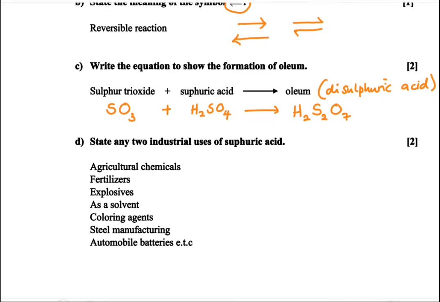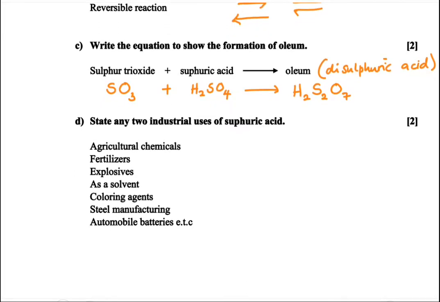Then the last question is, state any 2 industrial uses for sulfuric acid. So sulfuric acid is used in industry heavily. If you research, it is also known as the major chemical in industries. It is used for agricultural chemicals, fertilizers, explosives. It is also used as a solvent. It is used for coloring agents. It is used in the manufacturing of steel. It is also used in automobile batteries, etc. So any 2 of those would award you the 2 marks.